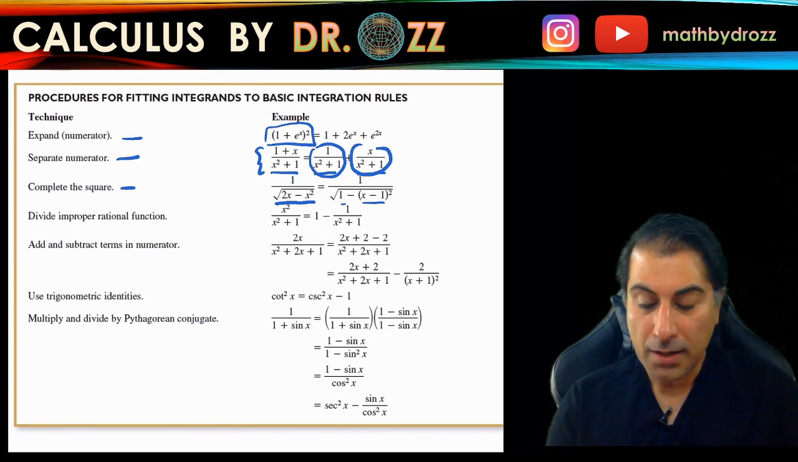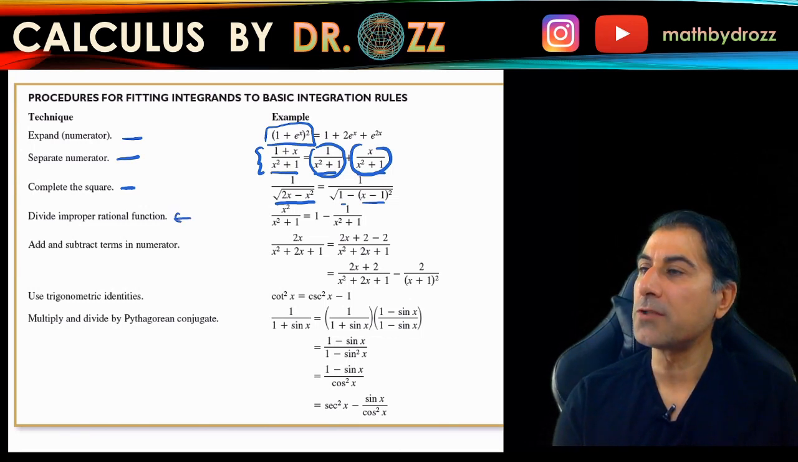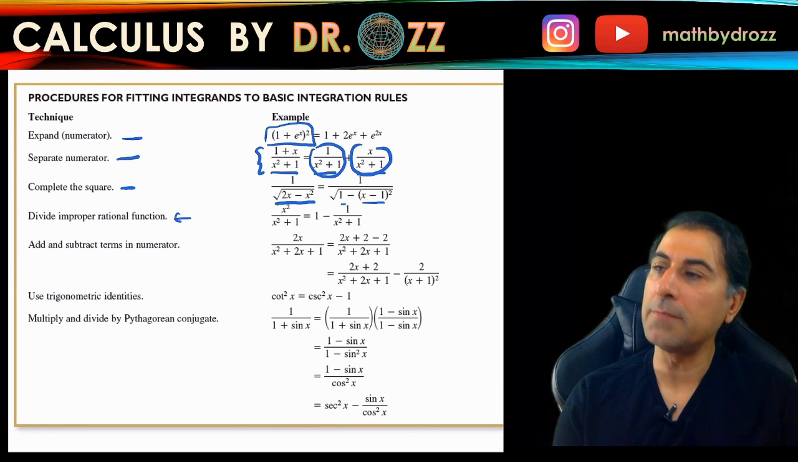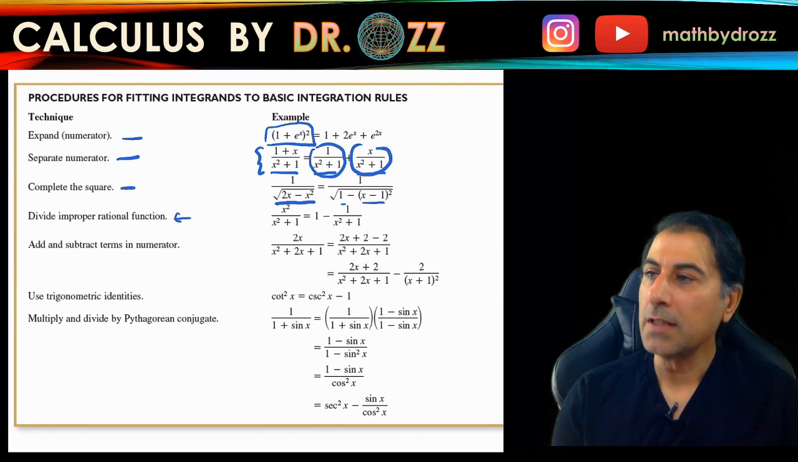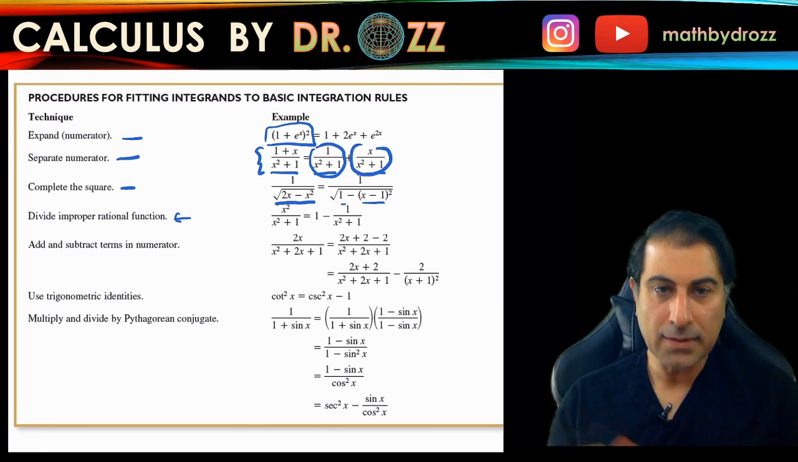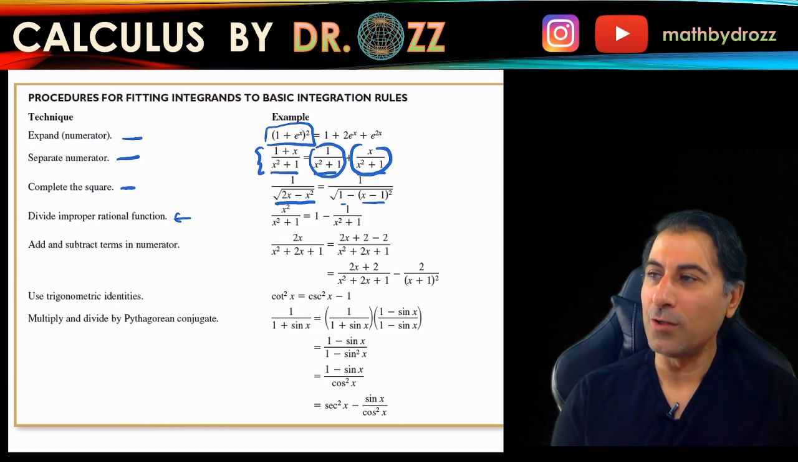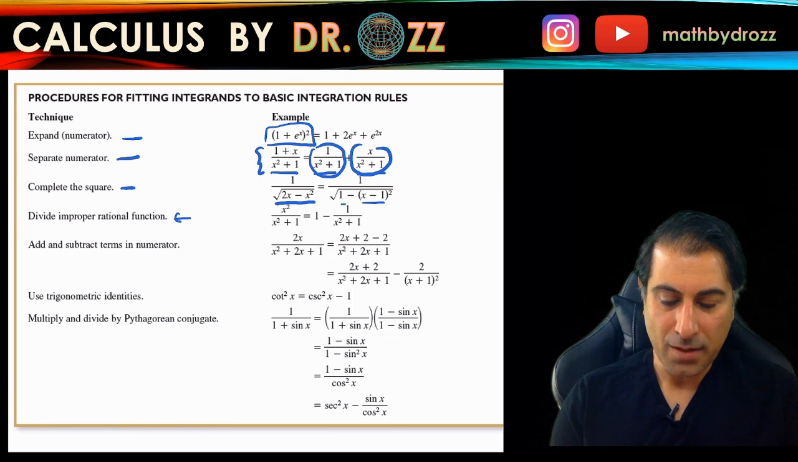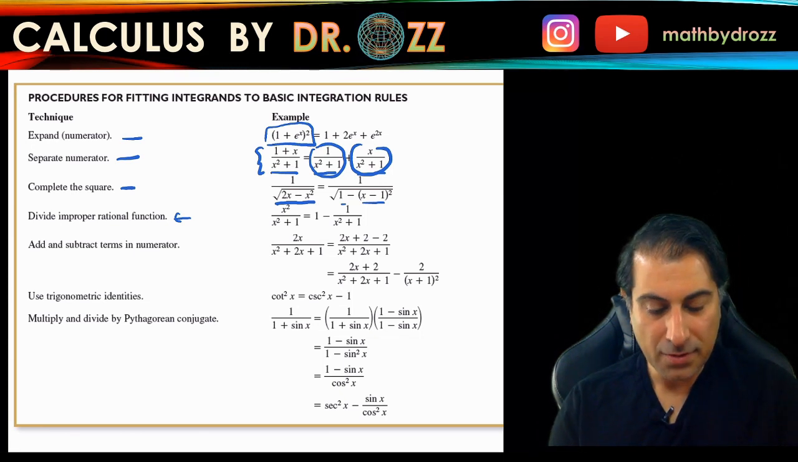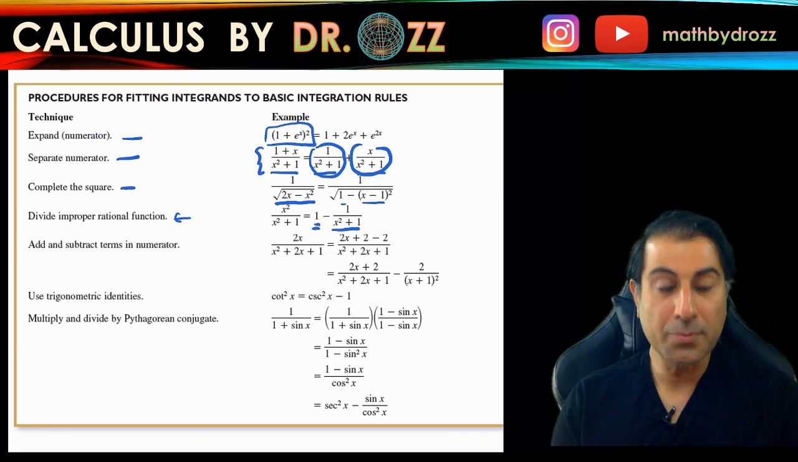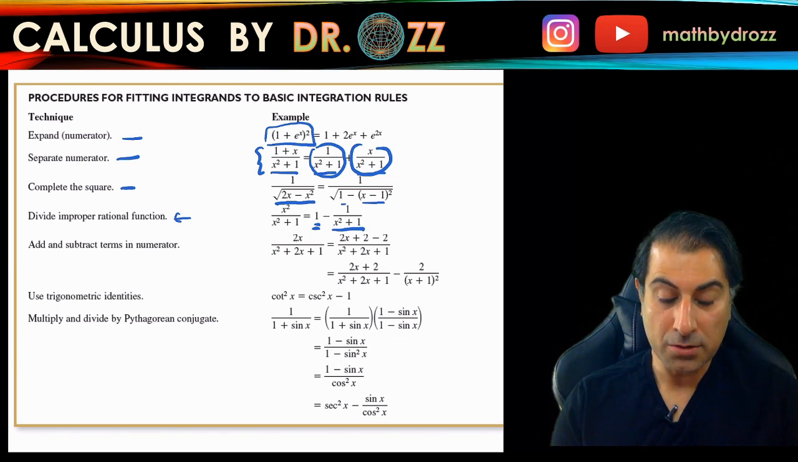Okay. Dividing improper rational functions. When you have a rational function whose top and bottom have the same degree, like in the last example we had in this video, you can do the long division. Please do that, and that way you have a polynomial and a proper rational function to integrate.